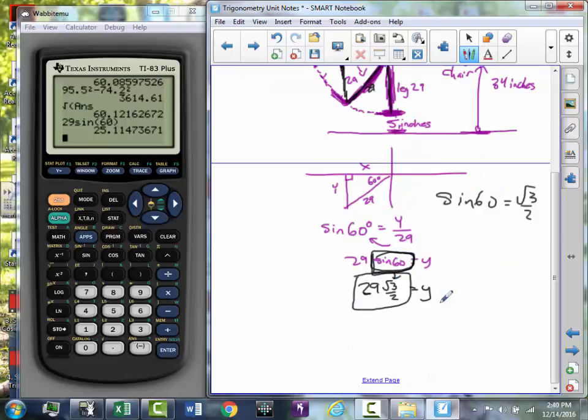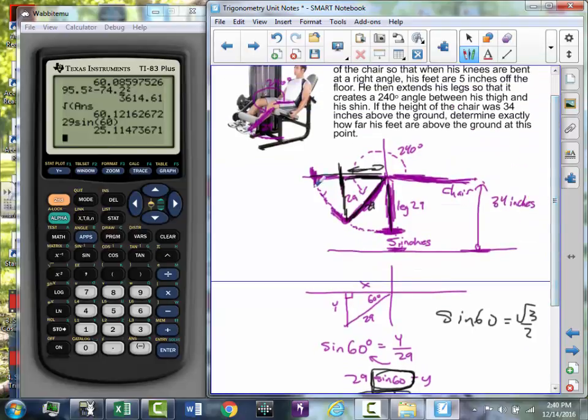Alright, so anyways, y is now 29 root 3 over 2. So that means that this side length right here is whatever 29 root 3 over 2 is, which looks like it's about 25. My question is, how high are his feet above the ground at this point? So I'm actually asking you for how high that is. I'm expecting it to be slightly more than 5, because at the very, very lowest point, it was 5 inches. Now that he's swung his feet up just a little bit, it should be a little bit more than 5 inches, right? So to get the right answer, you know how the total distance right here was 34?